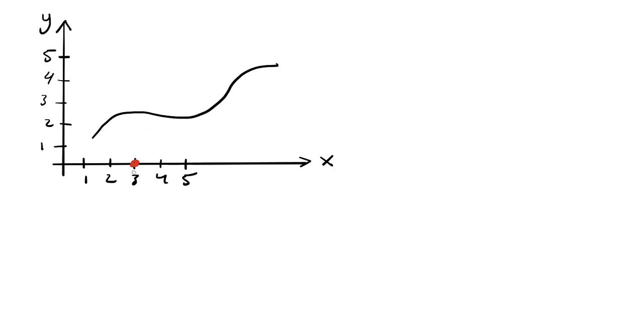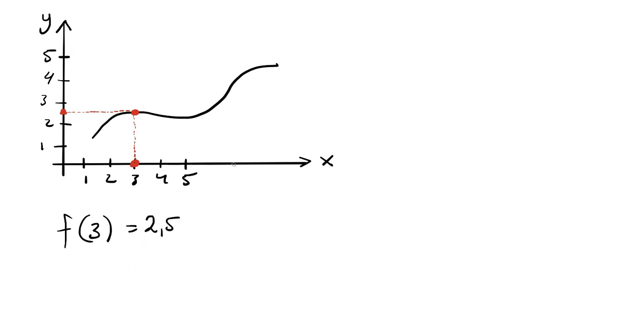Then you should read the diagram in the following way. You should go from 3 straight up until you hit the curve. And when you hit the curve, you should go to the left, to the vertical axis, and there you read off what you will get out. So if you plug in 3 in your function, you see that you will get out 2.5.